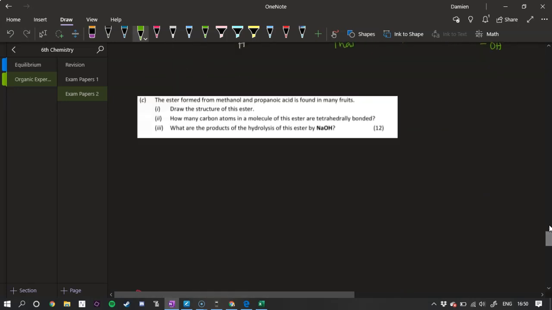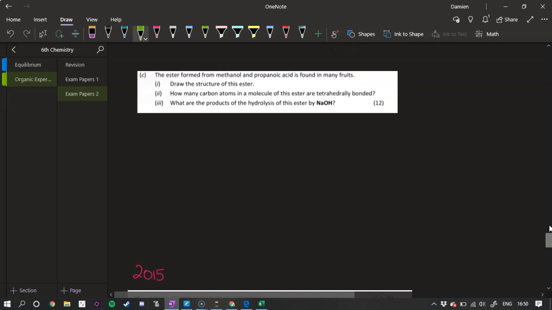Okay, moving on. The ester formed from methanol and propanoic acid is found in many fruits, and you've got to draw the structure of this ester. So if I was approaching this, I would have a look at methanol. I would do this on my page, plus propanoic acid. And you should know that an alcohol and carboxylic acid is going to give you an ester and water. That will help me figure it out.